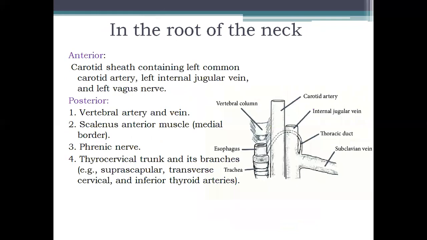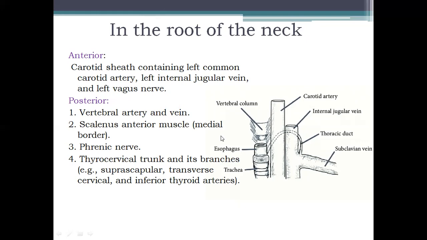Okay, relations at the root of the neck. The root of the neck is the place where the thoracic duct terminates. Anteriorly, we will have the carotid artery, the internal jugular vein, and the vagus nerve, which will be surrounded together by the carotid sheath. Posteriorly, since it's posterior to this, we can see the thoracic duct being drawn as a dotted line.